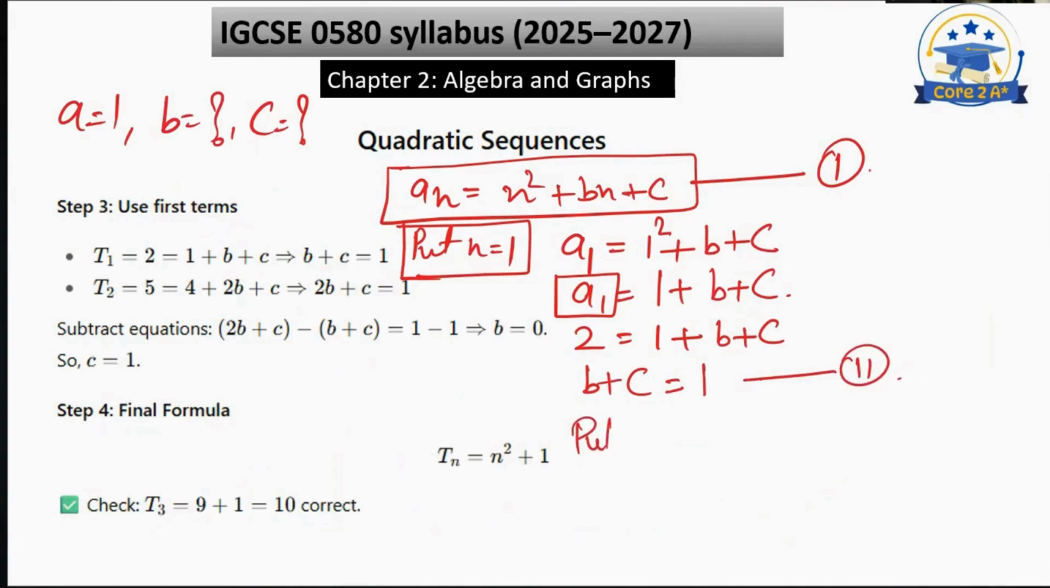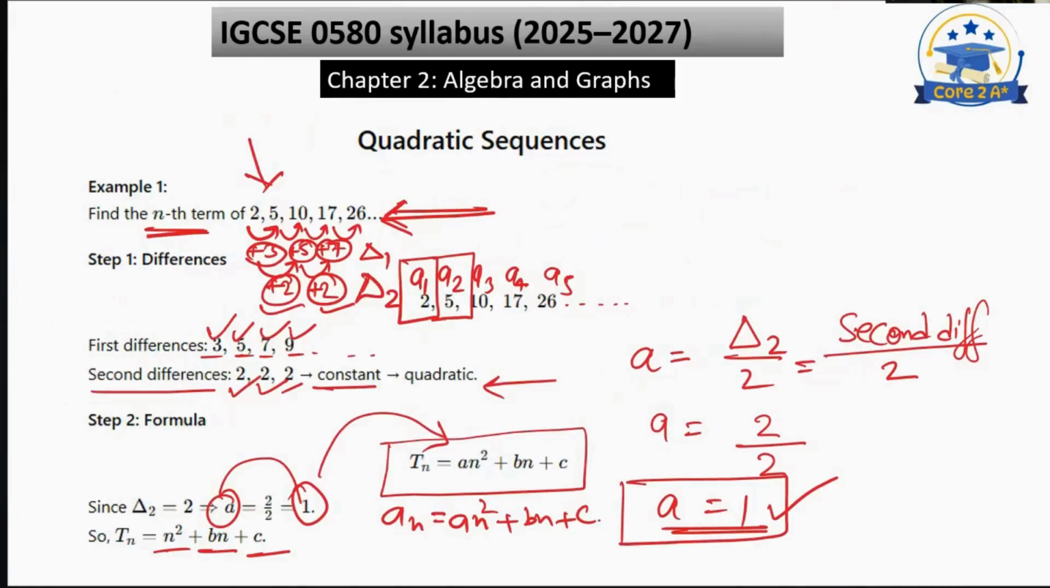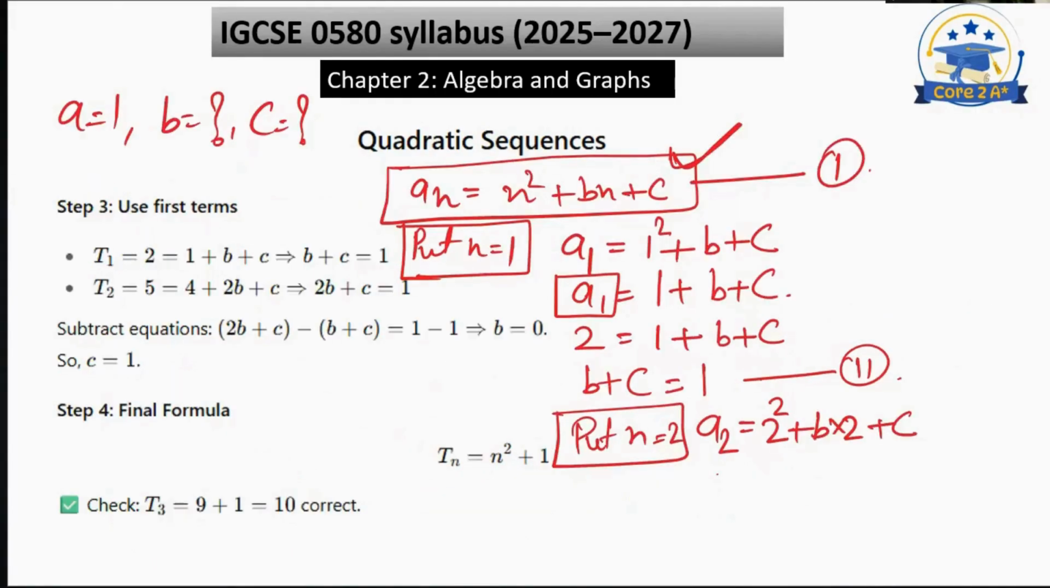Similarly, put n equals 2 in this one. So what will we get? A2 equals 2 square, right? Put n equals 2 square plus B times 2 plus C. So A2 is what? Your original sequence is 2, 5, 10, 17. A2 is 5. 5 equals 2 square, 2 to the power 2, it's 4 plus 2B plus C, right? It means 2B plus C equals 5 minus 4 equals 1, right? This is your equation number 3.